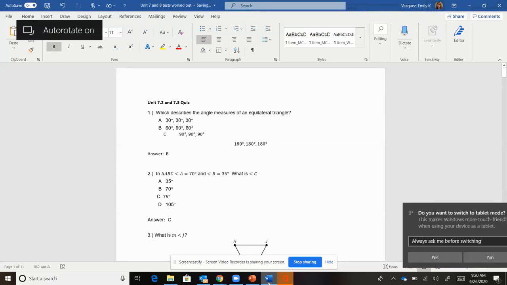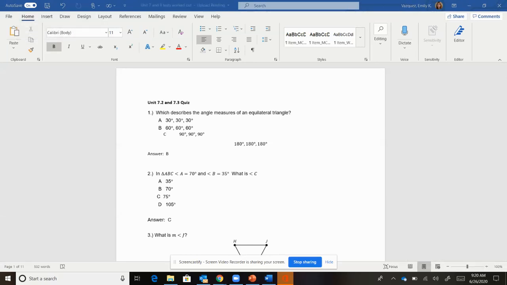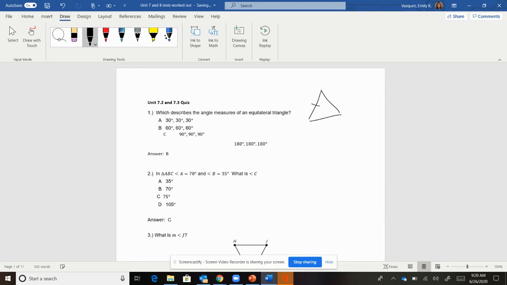All right, so I'm going to go ahead and go over your quizzes that you took for Unit 7 through 9. So the first one was which angle measures of an equilateral triangle? Well, an equilateral triangle has all sides that are the same, but also all angles are the same as well. So we also need to keep in mind that for an equilateral triangle to exist, the angles still would need to add up to 180.